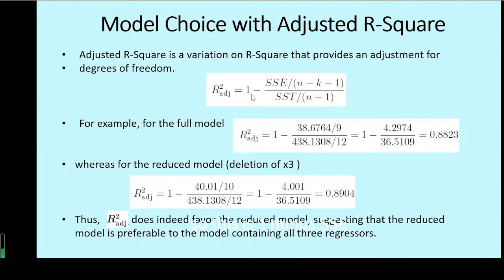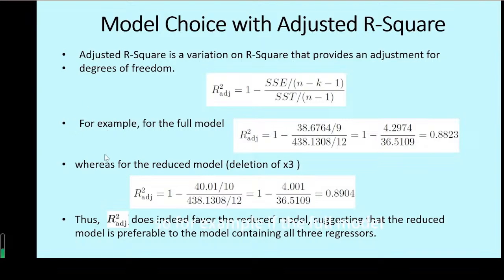This is 1 minus SSE with its degrees of freedom, divided by SST with its degrees of freedom. So this value will not necessarily increase with the inclusion of more variables in the model.